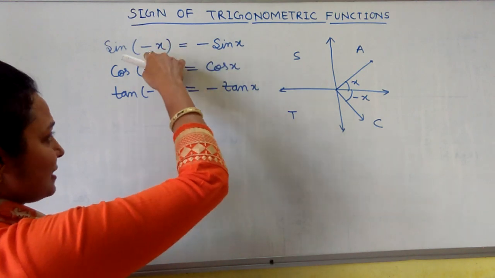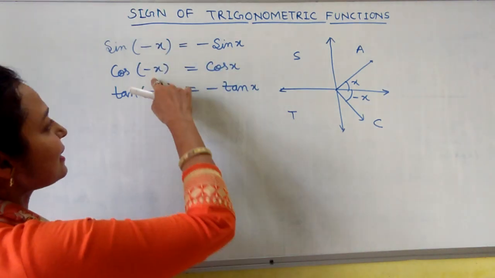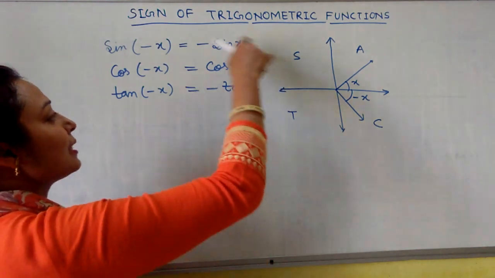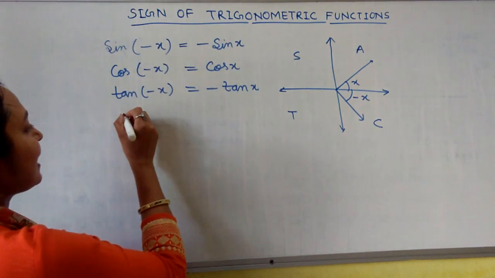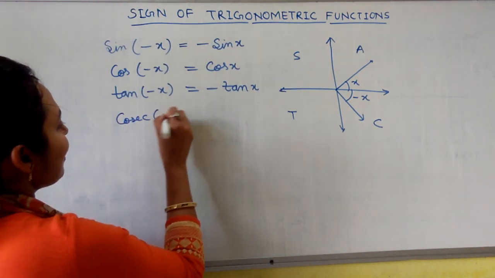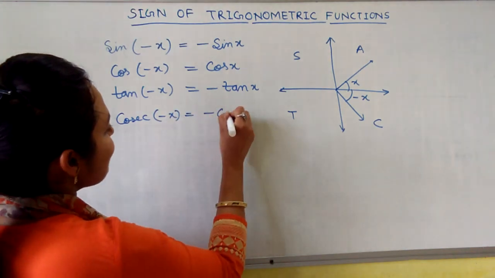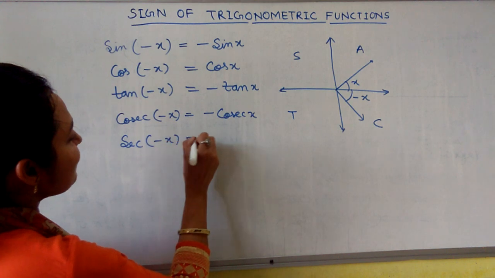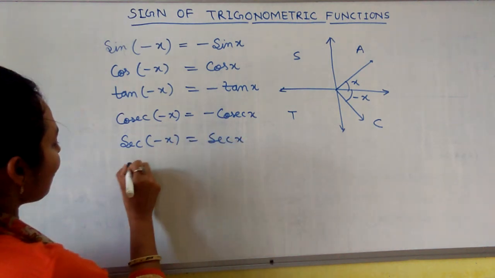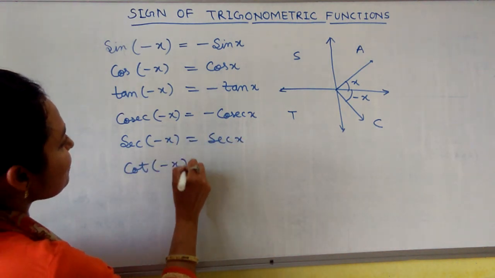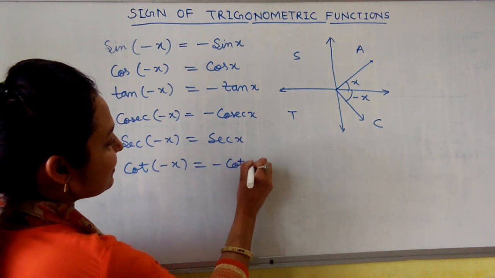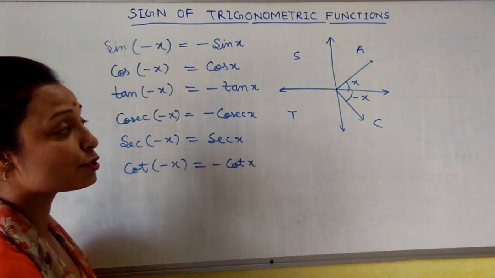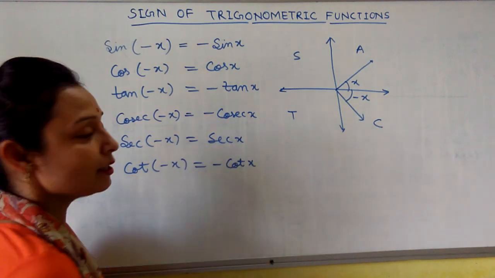For their inverses, cosecant, cot, and secant, the same signs are applied. Cosecant minus x is also minus cosecant x. Secant minus x is equal to secant x, and cot minus x is equal to minus cot x. So this is the way to take the signs, and why it is so is clear from the coordinates.